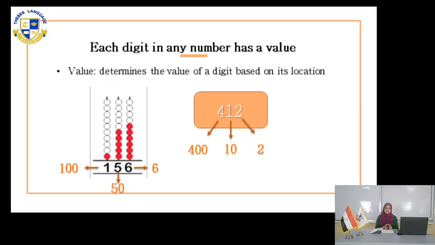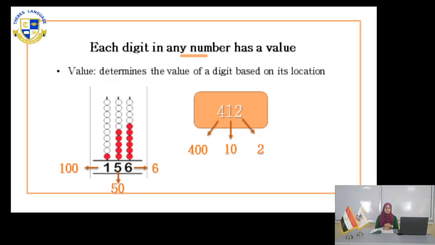Starting from the 6, its value will be 6. The 5 will be 50, because you are reading the number 156. So the 5 is 50. And the value of the 1 is 100, because you say 100. So 156.